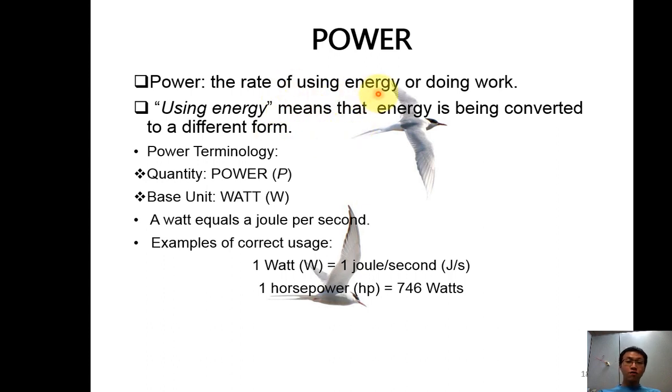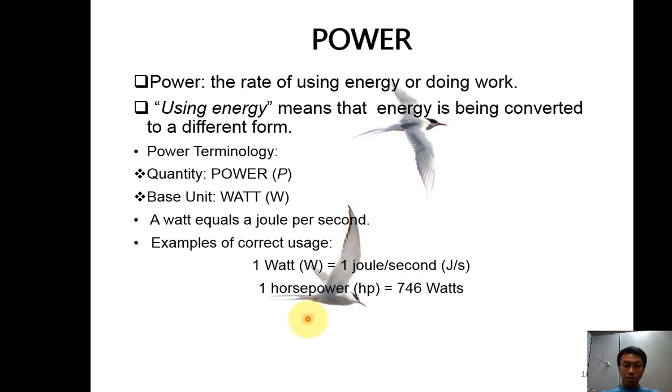And then it is related to power. Power is the rate of using energy or doing work. So what do we mean by using energy? Using energy means the energy is being converted to a different form, like kinetic energy converted into static energy, or heat converted into something else. Anything can be converted. So the power terminology: P, base unit will be watt. A watt equals a joule per second. For example, the correct usage: 1 watt equals 1 joule per second, or J divided by s.